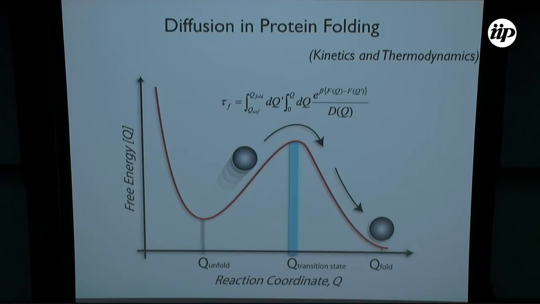This is the cartoon of a free energy profile, and we are interested in this quantity, tau f, which can be the mean first passage time or the folding time, and it relates the size of the barrier and the diffusion coefficient, which is coordinate dependent. We can integrate this over Q, and then we have a coordinate dependent folding time.